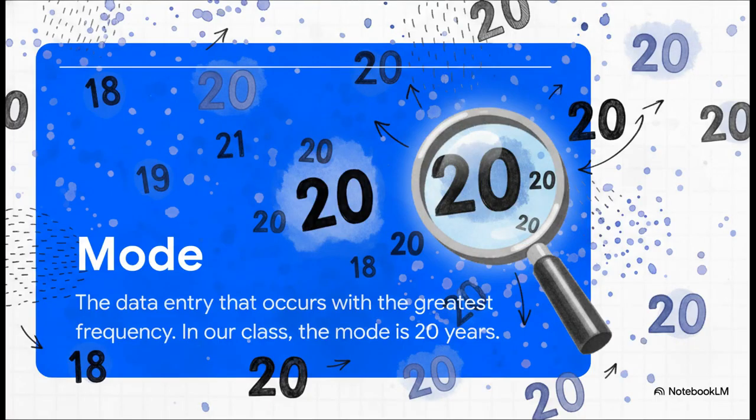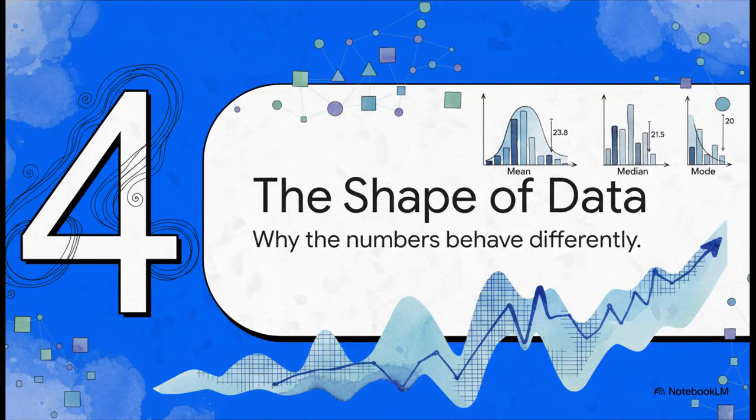And then we have the mode. Honestly, this one's the easiest of the bunch. It is simply the number that shows up most often. If you look at our list, the age 20 appears 5 times, more than any other age. So our mode is 20. It just tells us the most common value. That's it.